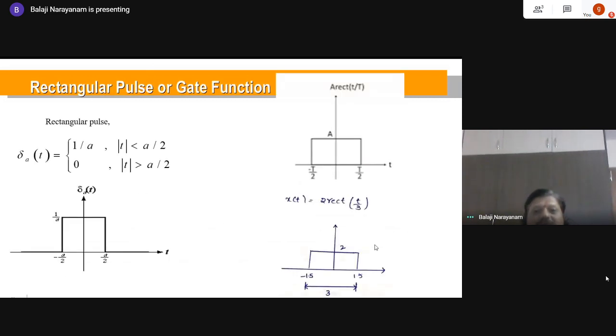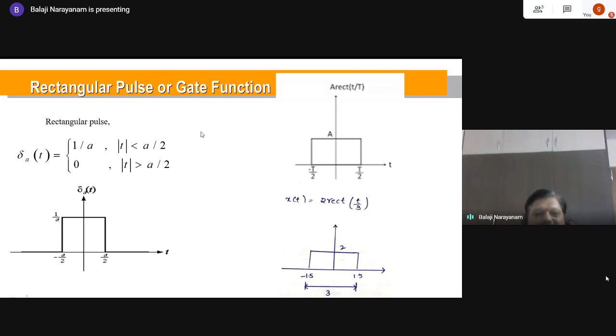Now, there is another important function called the rectangular pulse or gate function. So it has two names, rectangular function or gate function. The rectangular pulse has an amplitude of 1 by a. You observe on the vertical axis, we clearly indicated the amplitude of 1 by a, for mod t less than a by 2, and the value of delta a of t is 0 for mod t greater than a by 2. And this is how we can define a rectangular function.